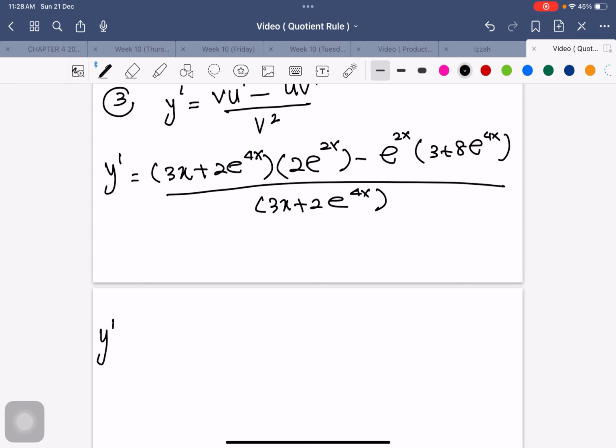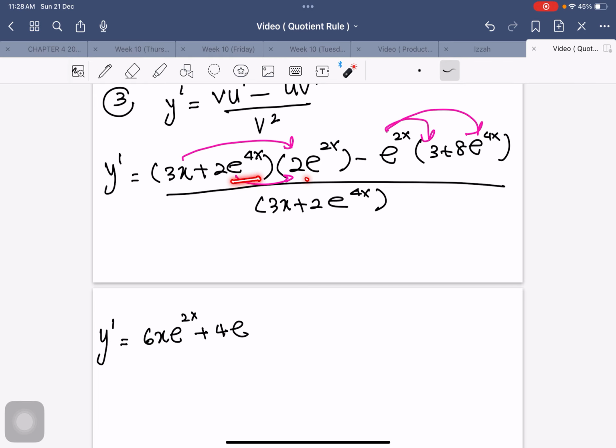So your y prime is equal to, each one here you have to multiply. Same goes for this one. So you will get 6x exponent to x plus 4 exponent. So this one, remember, when exponent is multiplied by exponent, the powers we add, not multiply. Okay, add. So 4 plus 2, you will get 6x.